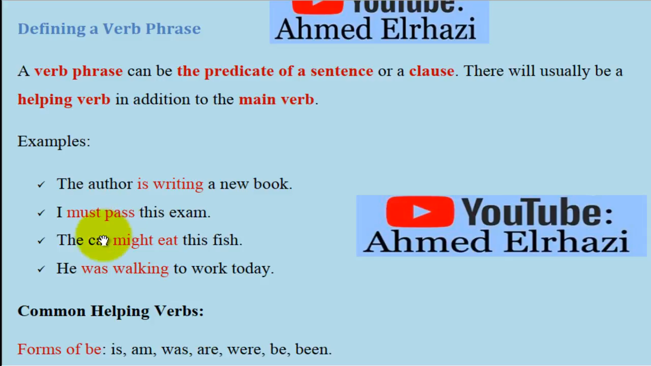Pass is the main verb. The cat might eat this fish. The cat may eat this fish. Might is again a modal verb. It is a helping verb. Add the main verb, which is eat. He was walking to work today. Was is the helping verb, walking the main verb.